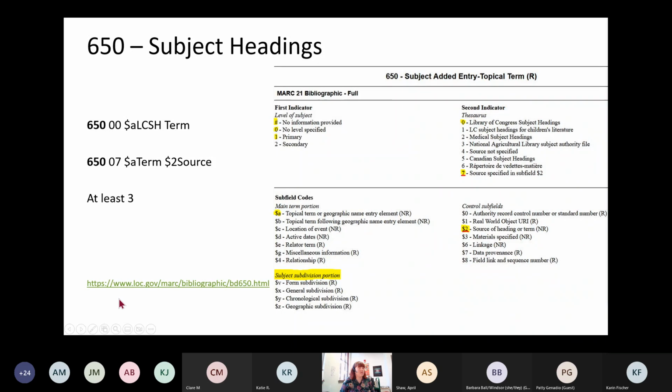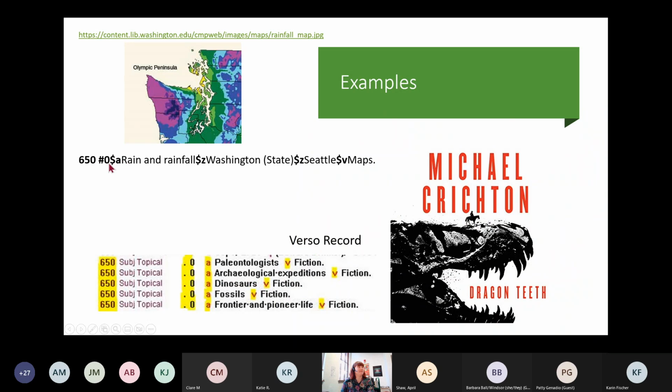And down here is the MARC 21 handbook, which if you've joined me for other sessions this month, I have been harping on the MARC 21 handbook because it really is most helpful. It has examples, which is always good to see. So here are some examples. I think I pulled this one from the MARC 21 handbook, but we have our main term, and there is a zero here, so we know that this is a Library of Congress subject heading, rain and rainfall. Our subfield C states that this is pertaining to rain and rainfall in Washington State.